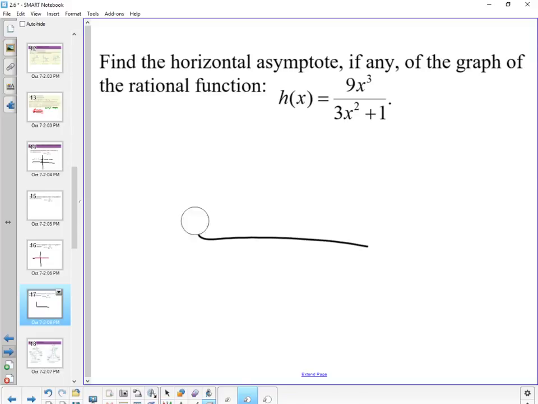Oops, wrong way. Mr. Munoz, I really don't mind that. I think you're wrong. All right, so anyways, no horizontals on this one, right?